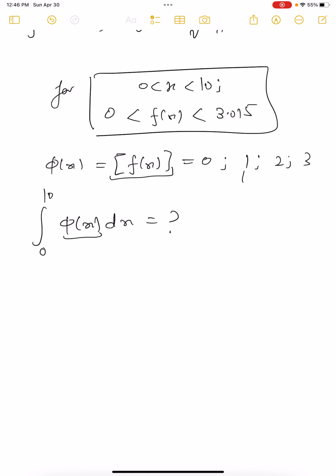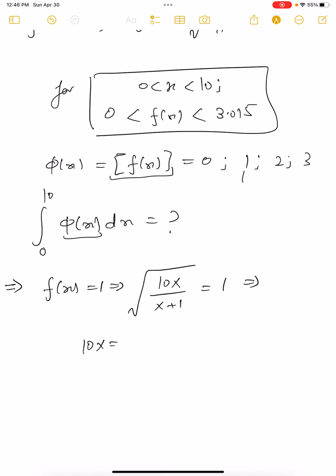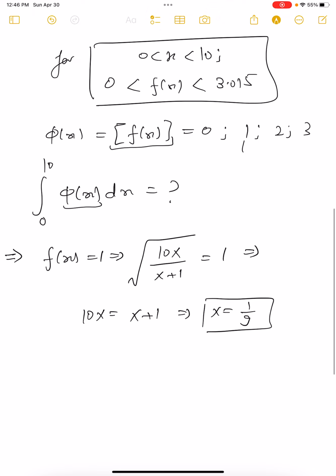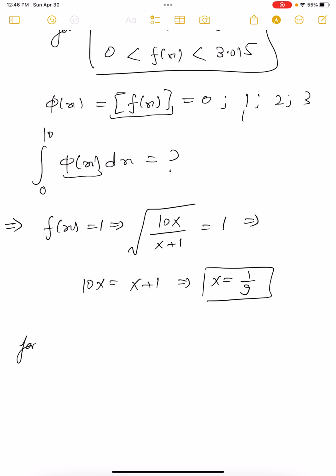so let's first solve for when f of x is 1. Okay, for what values of x f of x is 1. So it means 10x over x plus 1 is 1. So we solve it. So this is 10x equals to x plus 1. So here x is 1 over 9. So it means for x equals to 1 over 9, f of x is 1.